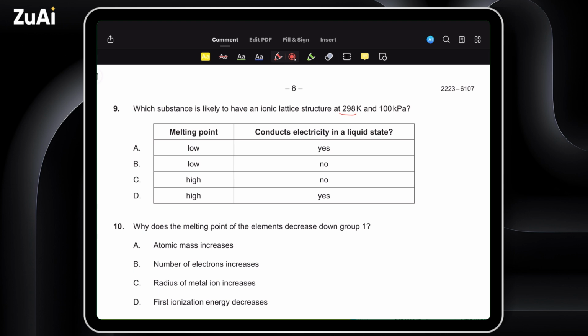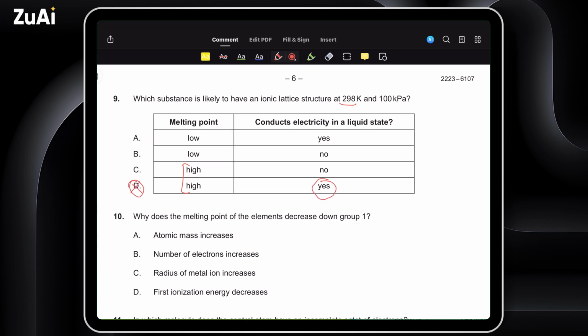So the room temperature, its melting point should be higher. Conduct electricity in liquid state, yes. Ionic compounds do conduct electricity due to free ions. So that's why D is the answer.